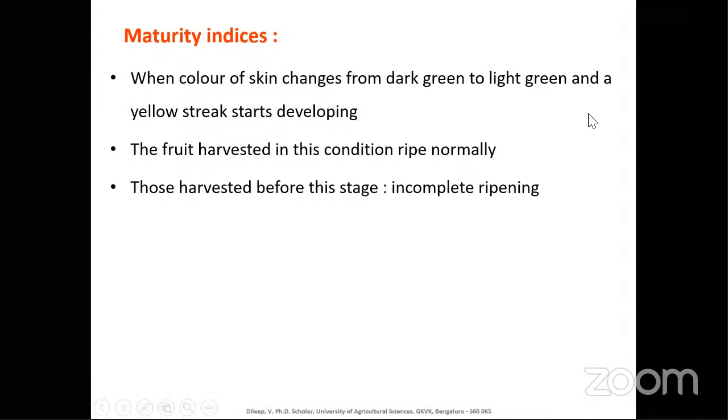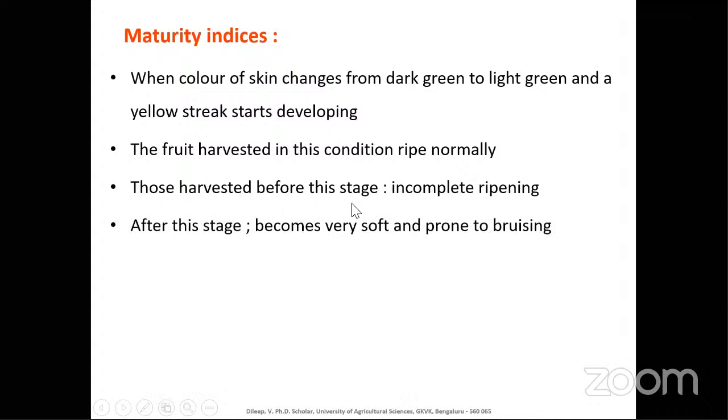Okay, so changing of color along with the green streaks. When harvested before this stage, incomplete ripening will happen, and when harvested beyond this stage, we know it's a climacteric fruit with a high response for ethylene production, and it will ripen very fast and decay very fast. This is also one of the important things. Papaya is one of the fruits that has huge wastage.